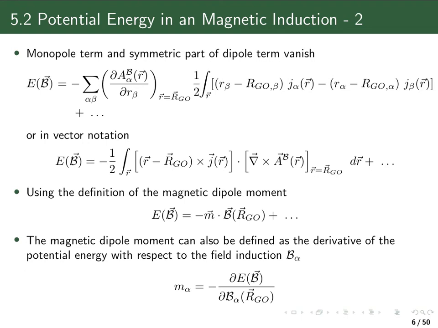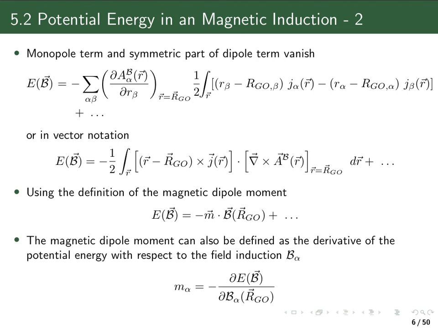So the energy is actually the energy of a current distribution in an external magnetic field. The first term is the dipole interaction term. We have the magnetic dipole moment times the magnetic induction and the minus sign before. So we actually get a similar term to what we had in the electric case.